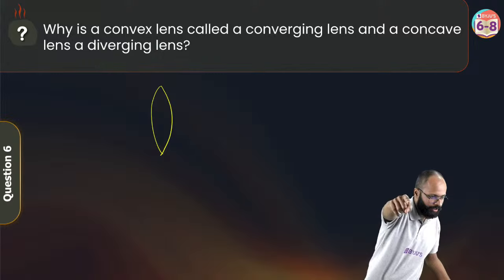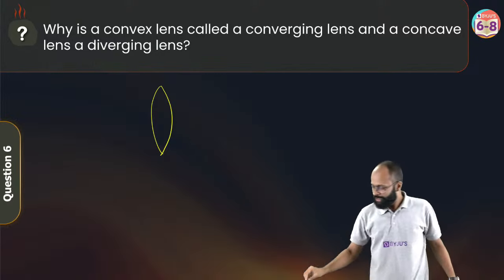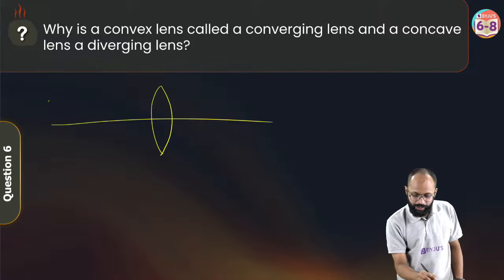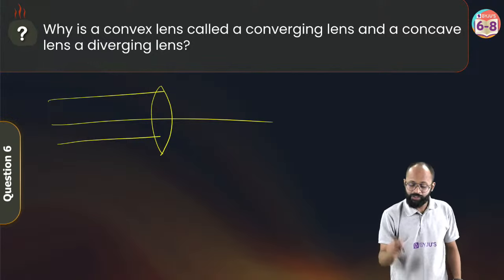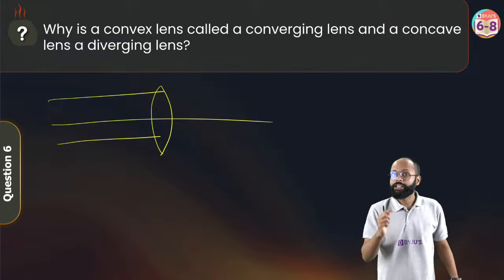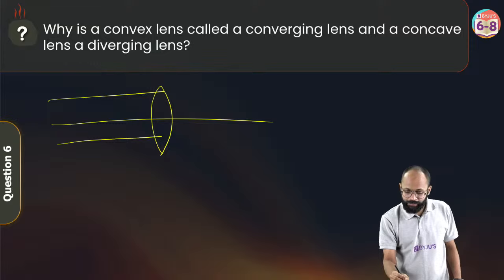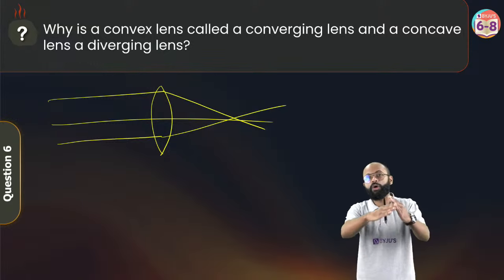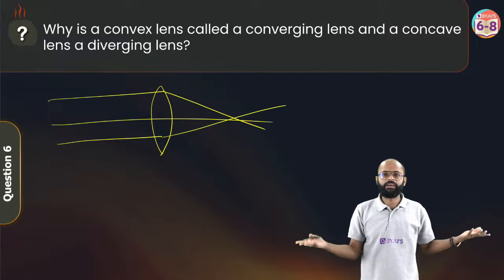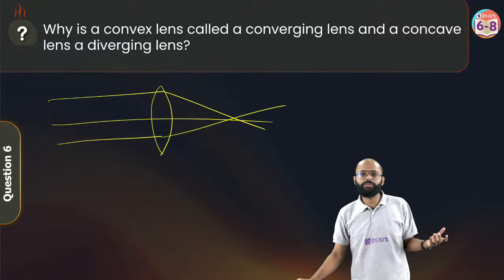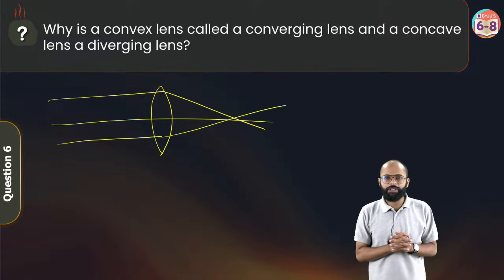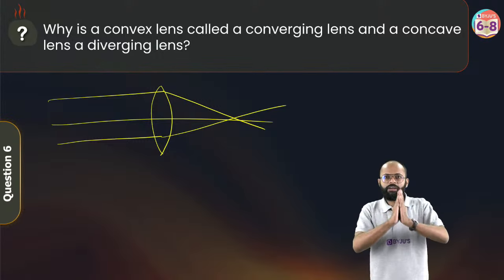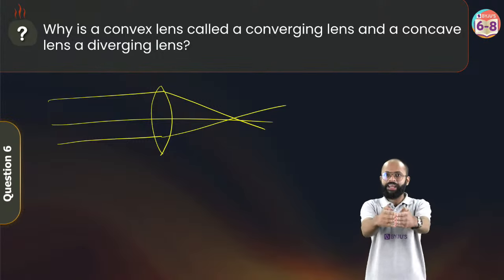Nice, good Purvi. Converged rays. Yes, Navya. Sir, if two parallel rays fall on this lens, they will bend and they will come out in such a manner that they will meet at a point on the other side. This is called converging. Converging मतलब क्या होता है? Converging का मतलब converge करना मतलब होता है एक point पे जाके मिलना, right? Converging means to meet at a point.